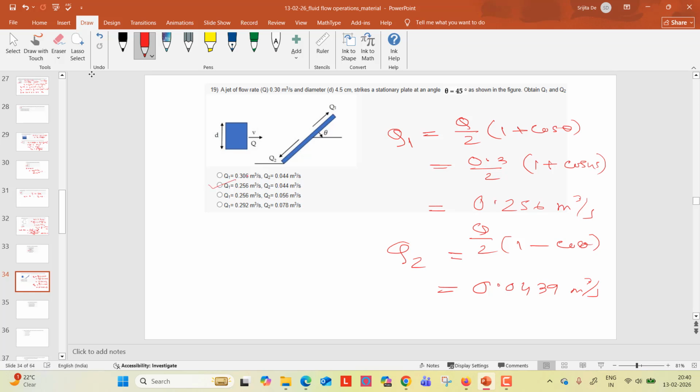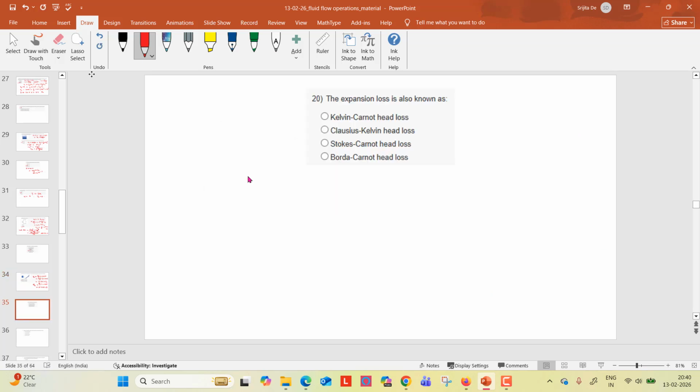Next, the expansion loss is known as Borda-Carnot head loss.